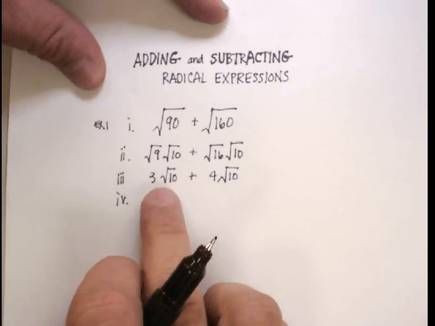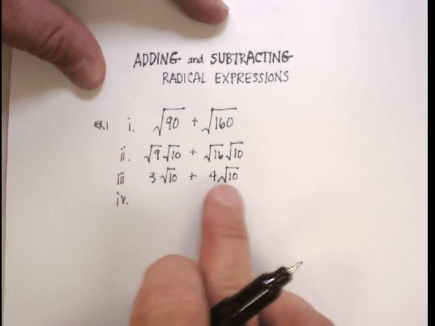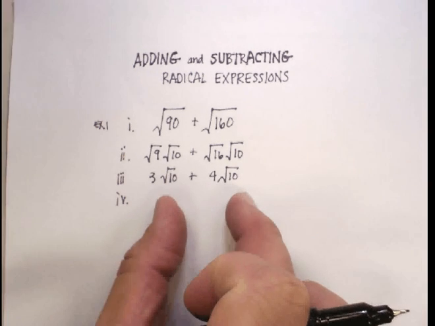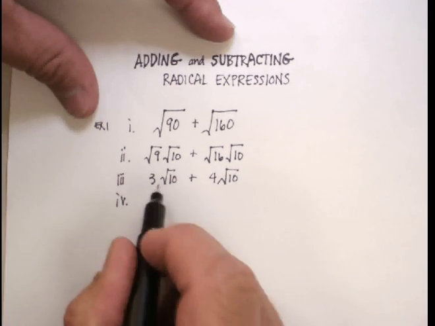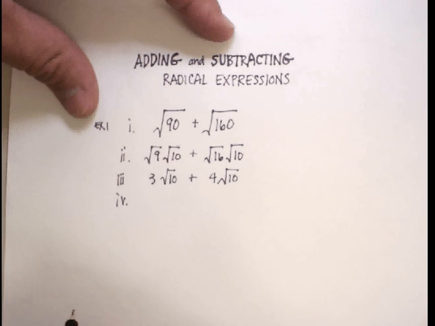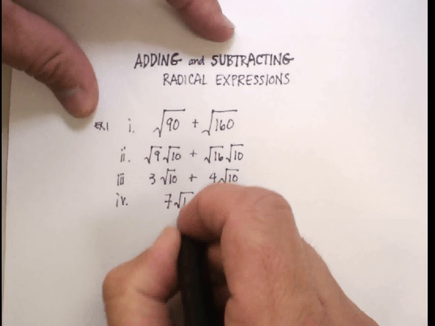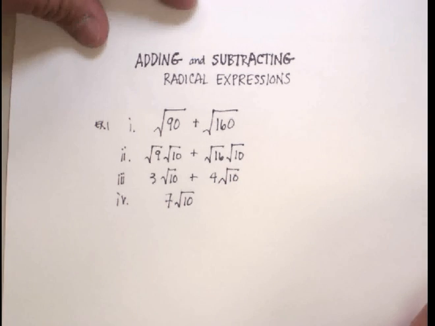Now look what happens on this step. I now have 3 radical 10 plus 4 radical 10. Remember to treat the radicals like they're variables, and you can just add the two coefficients. Your answer is going to be 7 radical 10. Okay, so there's your first one.